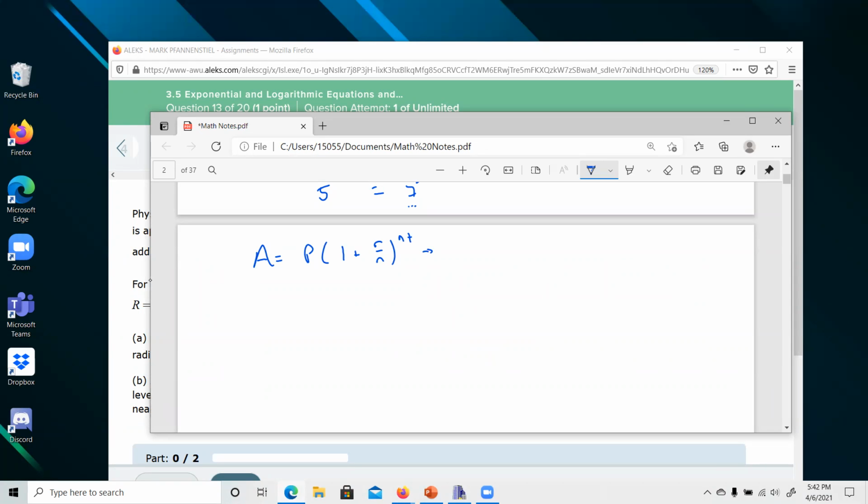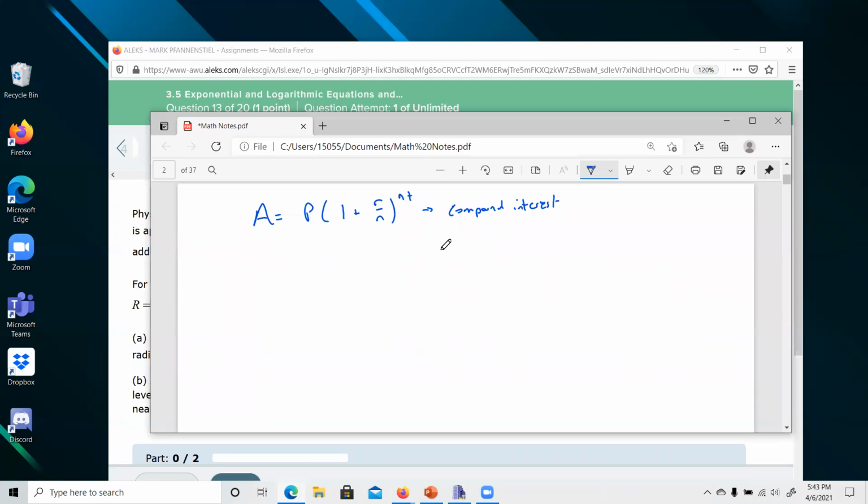But this is for compound interest. It's an important formula to be able to do and to know, because if you're ever going to go into loan sharking, you're going to have to be able to do this. It's also nice to know how you're going to get screwed by the bank or by the credit card.